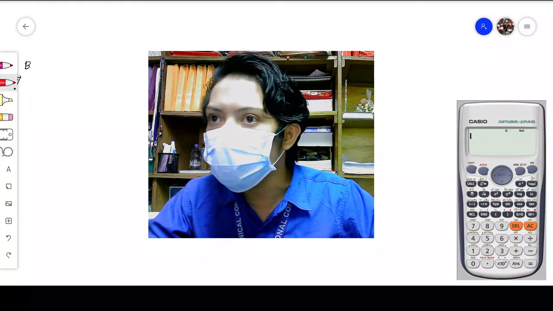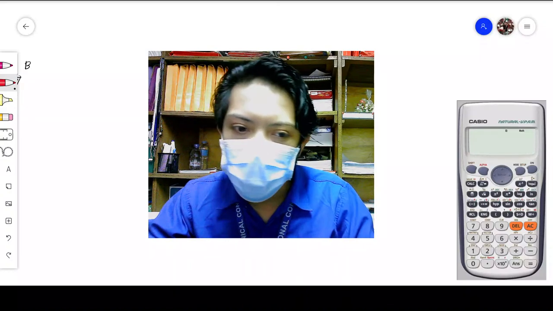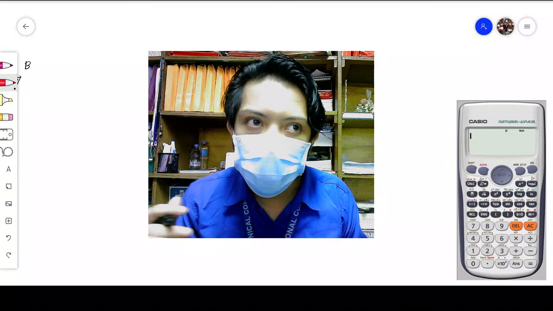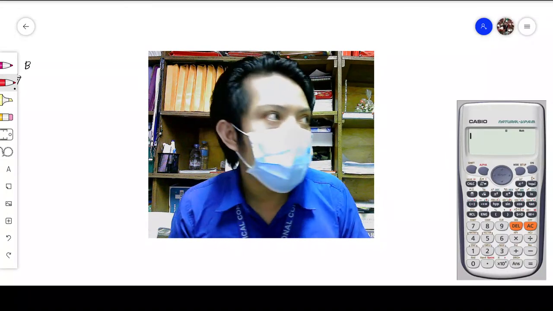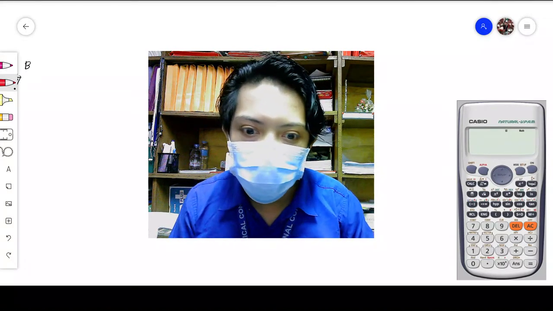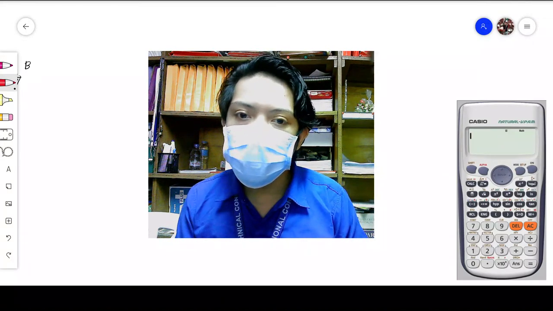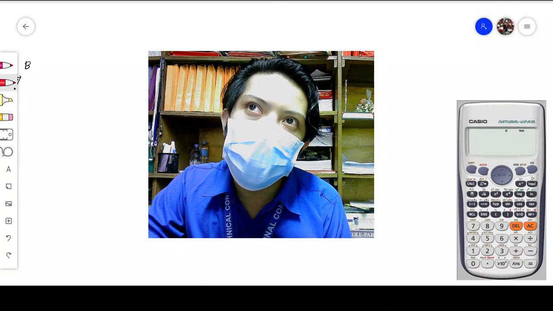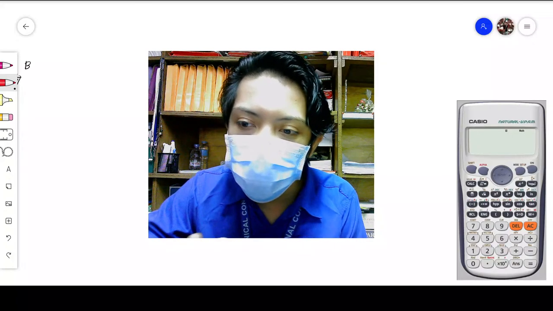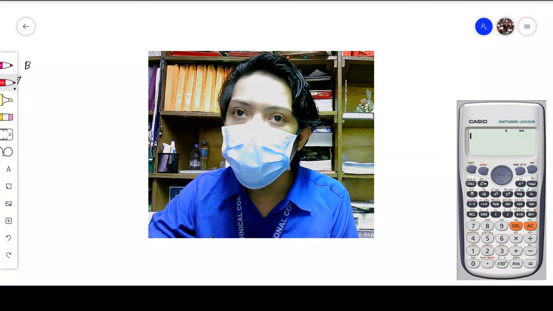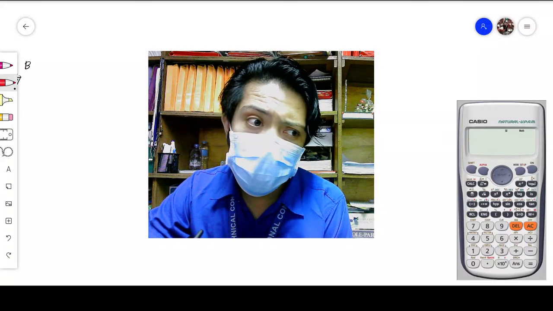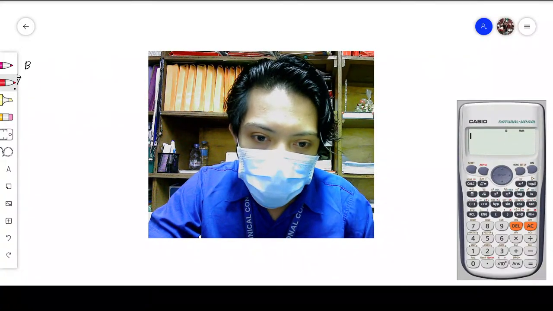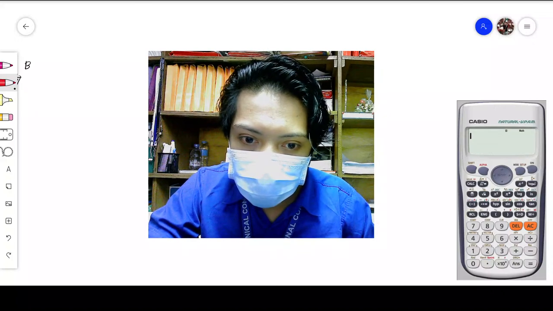And I know you already have discussed this during your, what's the subject? The strength of materials. Okay, but we'll have a short recap for this topic. And also, later on, we'll discuss the deflection using two methods. We have here the virtual work method, and the other one is the double integration method. Okay, so without further ado, let us have an example.